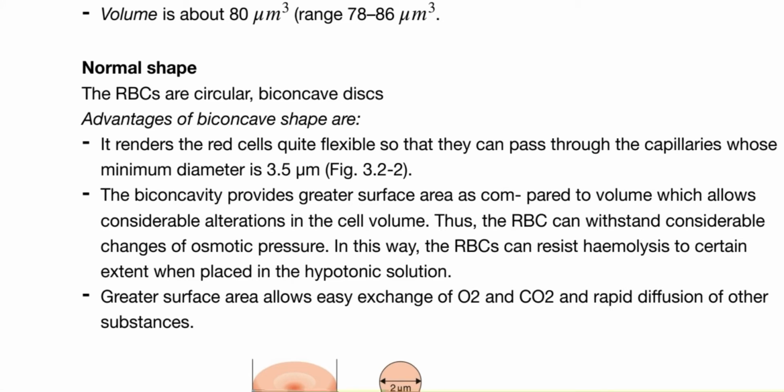The first advantage is that it renders the red cells quite flexible so that they can pass through the capillaries whose minimum diameter is 3.5 micrometer. So due to this biconcave shape, the RBC becomes flexible and so it can pass through capillaries which have a size of around only 1 micrometer, from 1 micrometer to 3.5 micrometer.